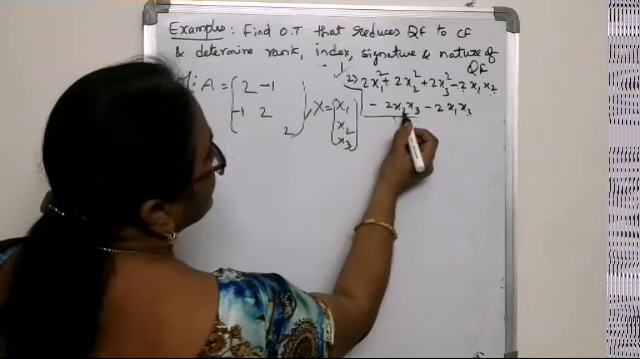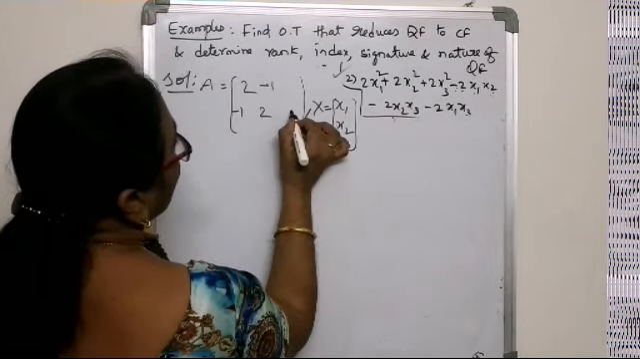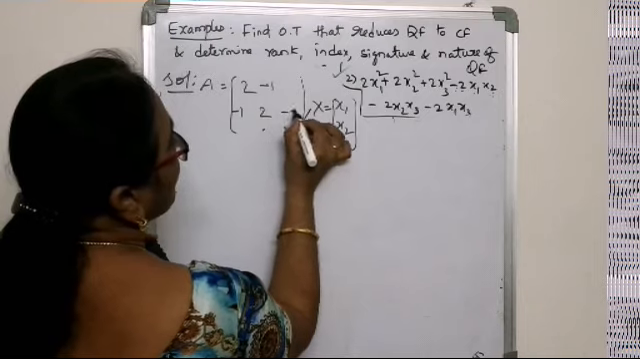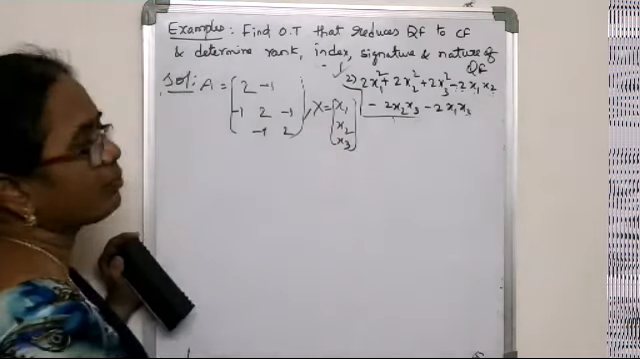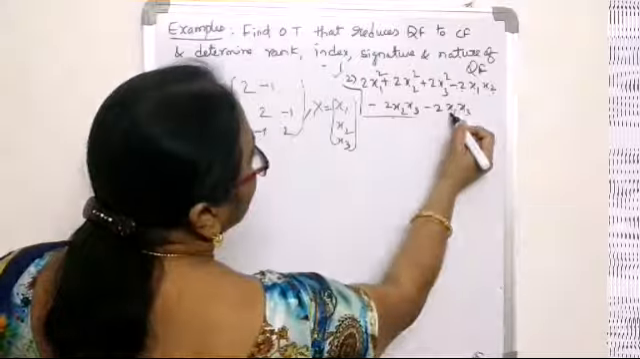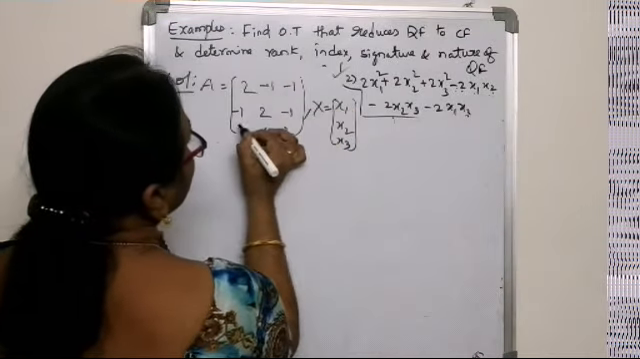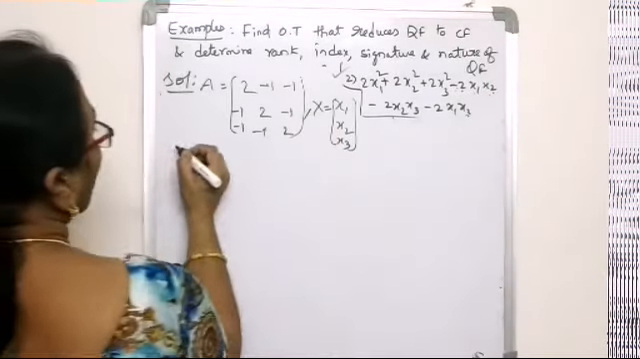Similarly, from minus 2 x2 x3, second row third column, third row second column, again minus 2 by 2, minus 1 taken at both the places. Similarly, minus 2 x1 x3 gives minus 1 at the respective places.